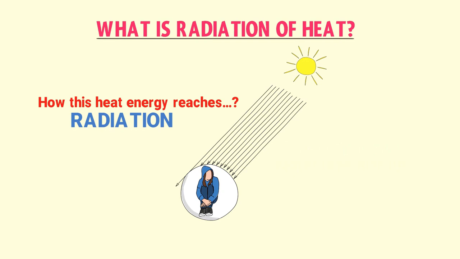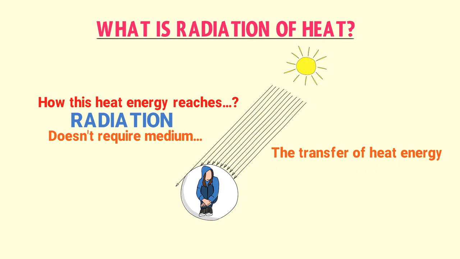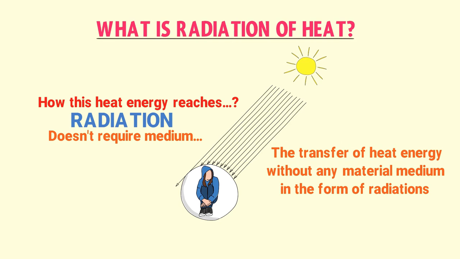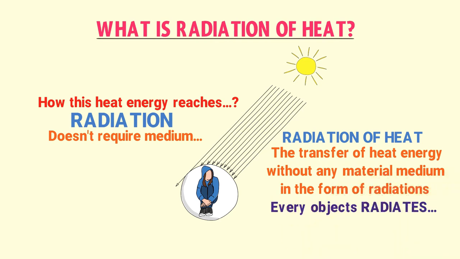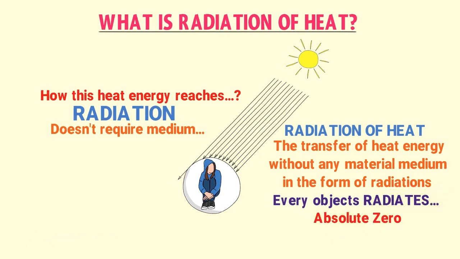Remember that radiation of heat doesn't require a medium like that of conduction or convection. Thus, we can say that the transfer of heat energy without any material medium in the form of radiations or electromagnetic waves is known as radiation of heat. Also remember that every object radiates some sort of heat energy until its temperature is absolute zero. And there is a difference between absolute zero and 0 degree centigrade.